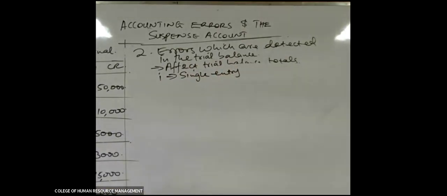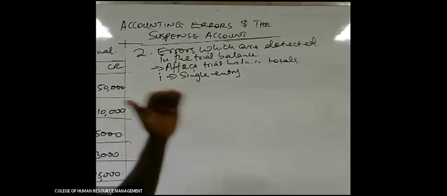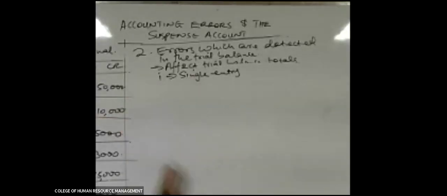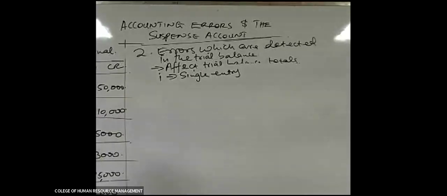The ledger accounts are supposed to be prepared on the basis of double entry. But when you do a single entry, it means that you debit and then you forget to credit, or you credit, then you forget to debit. It will affect your trial balance, because if you have forgotten to debit, then that amount will be missing on the debit. If you have forgotten to credit, that amount will be missing on the credit. Your trial balance will not balance unless there is a compensating error.